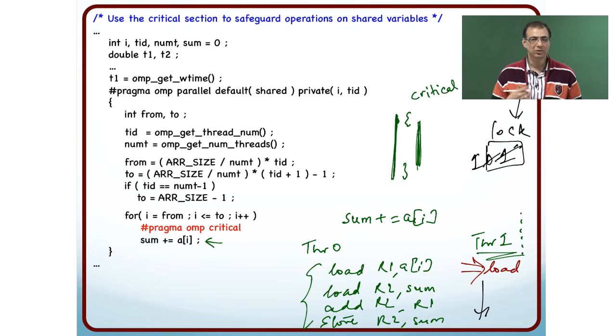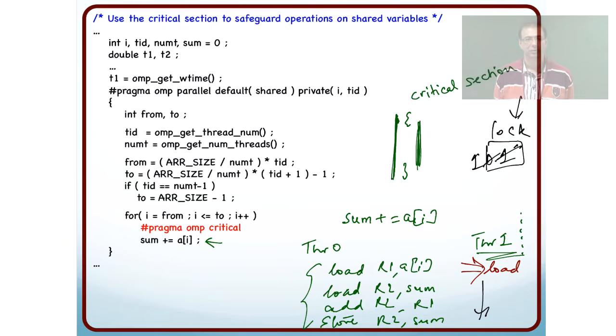So thread 0 tries to check whether it's 0 or not. Thread 1 also tries to check whether it's 0 or not. Both of them fetch into the register the value of this lock. Both of them get 0. Both of them change it to 1, put it back. They both think they have the lock. Both of them proceed and execute the code. So this is not the way locks are implemented.